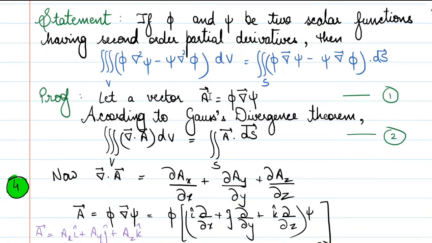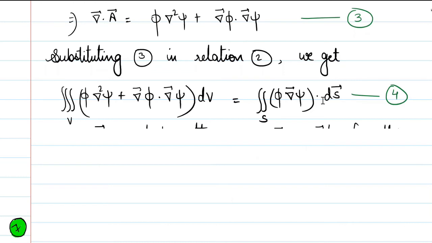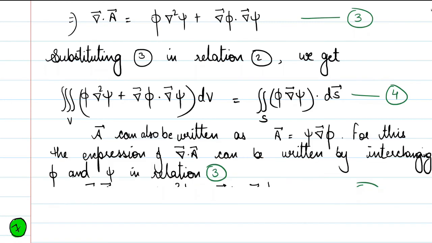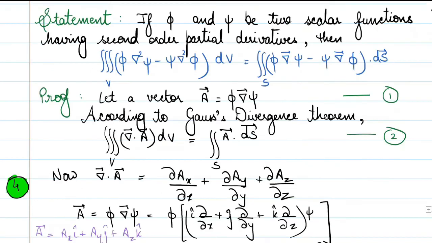See here, we said that we assumed that vector A is phi del psi. So the same value we have substituted in our equation on the right hand side. This is what we obtained. Now we can write A as psi del phi also. Since A was written as phi del psi, originally we took A to be phi del psi. And we know A is a vector, and the right hand side is also a vector, the right hand side of equation 1.